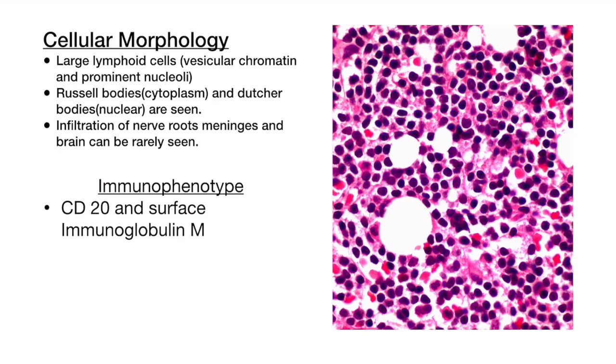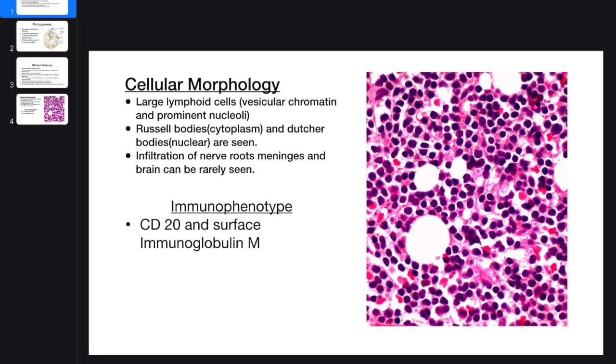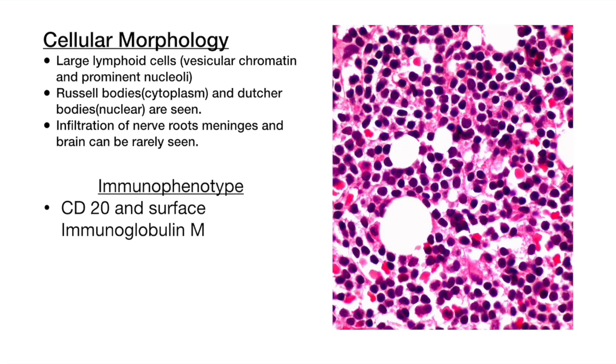If I talk about the cellular morphology, large lymphoid cells are seen. Basically, if we take a bone marrow aspirate, we get large lymphoid cells with vesicular chromatin. You can see in this picture that there is vesicular chromatin, because these cells are transcriptionally very active. That is why we have vesicular or loose chromatin, and there are prominent nucleoli. Also, there are Russell bodies in the cytoplasm, as we have seen in plasma cells, and also there are Dutcher bodies which are seen intranuclearly. Infiltration of nerve roots, meninges and brain can be seen, but it is very rare.